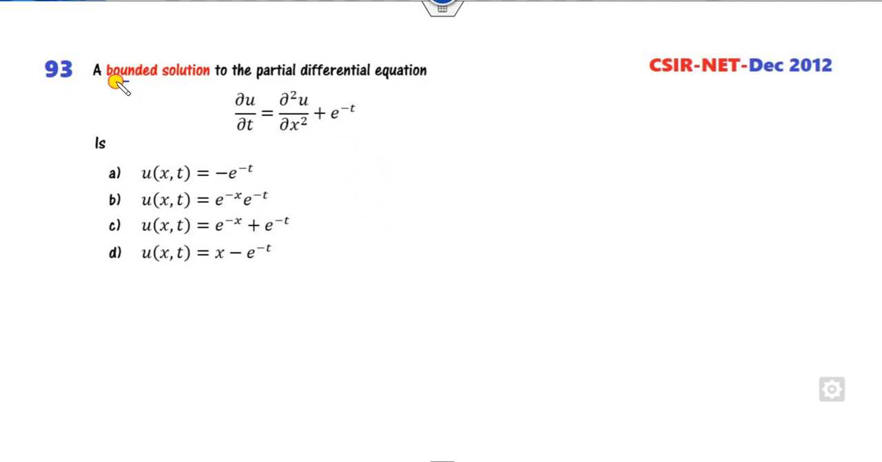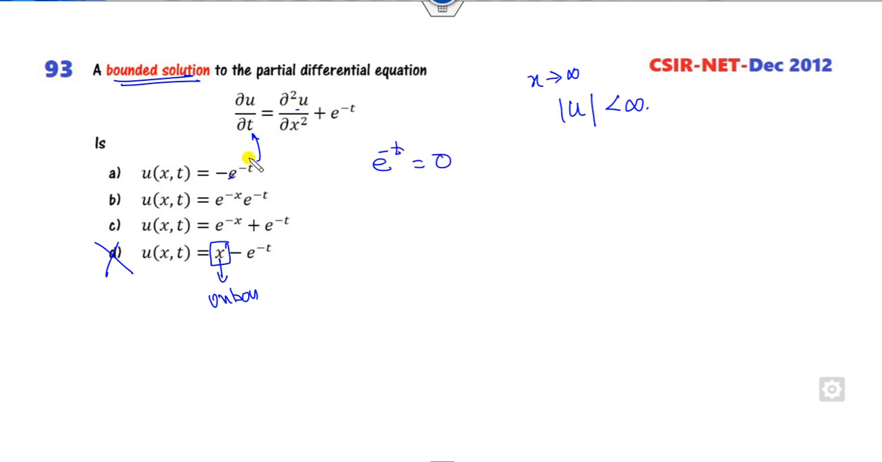Okay, so next one is, which of the following is a bounded solution? What is the meaning of bounded? When you take x as infinity, u is less than infinity. But clearly this is unbounded, so this option is cancelled out. Now the rest of the options are very simple. You can take here the first derivative and the second derivative with respect to x as 0. So it is satisfied. See, only one correct option is there, so this is the right answer.